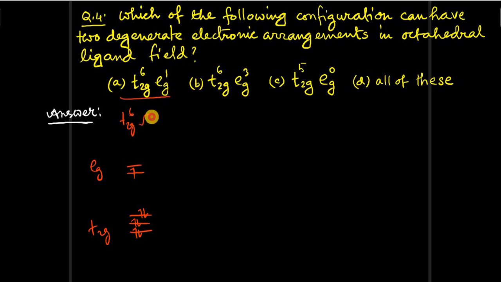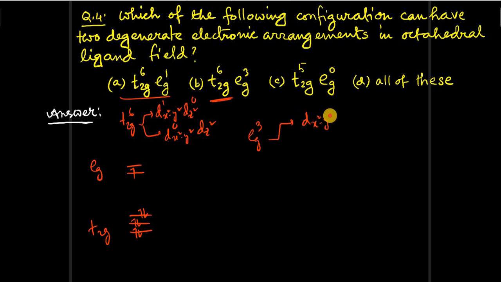t2g will be 6. Then for the eg part you can have dx square minus y square 1, dz square 0, or you can have dx square minus y square 0 and dz square 1. So it can have two degenerate configurations. For option B, similarly the t2g6 part is constant, but for the eg3 part you can have two degenerate configurations. One is dx square minus y square 2 and dz square 1. Another degenerate configuration is dx square minus y square 1 and dz square 2.